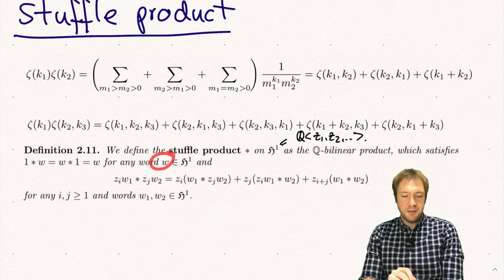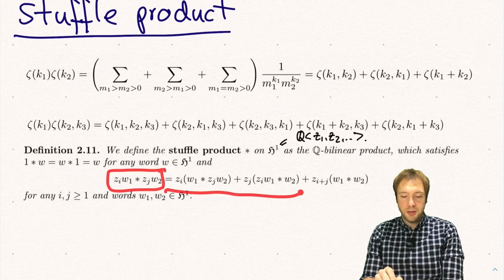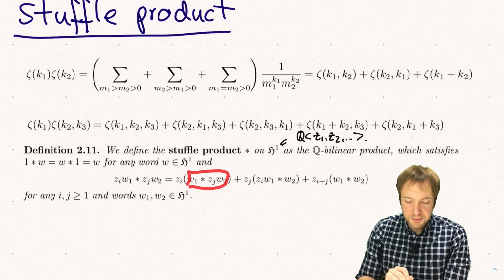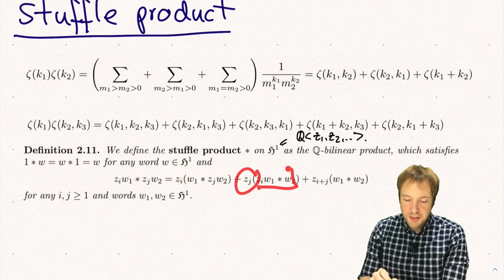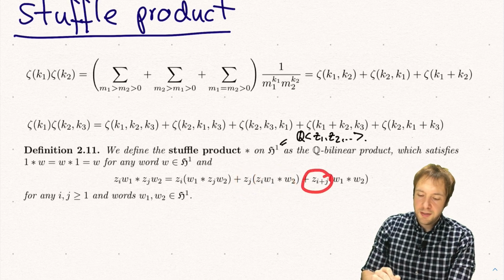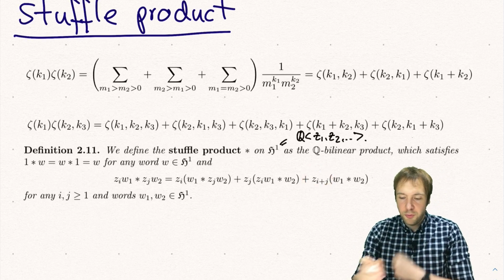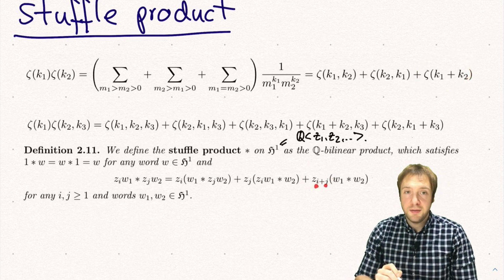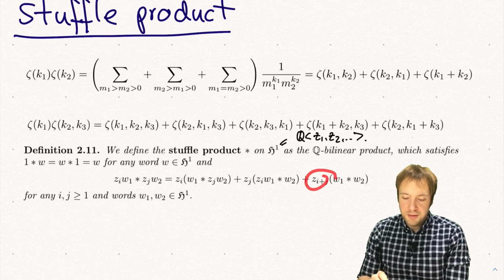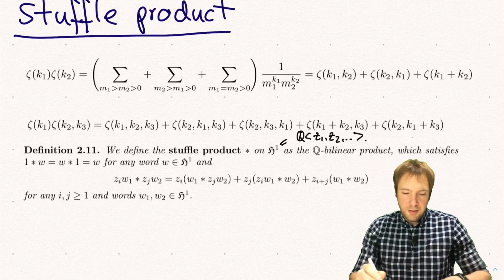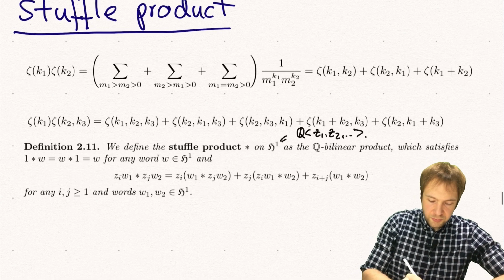So any element in W can be written as some word starting in some zi and some zj, and then we define the stuffle product recursively by either putting the zi in front and then taking the stuffle product of the rest, or the zj in front, taking the stuffle product of the rest. And then we take this term here, where we now put them together in one place, add these i and j and consider z_{i+j} times the stuffle product of the rest. And clearly this corresponds to what we have here on top.